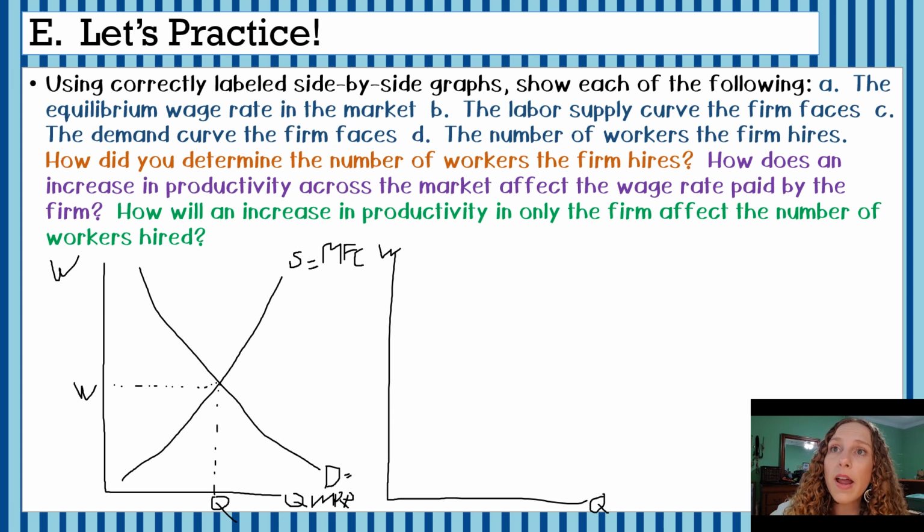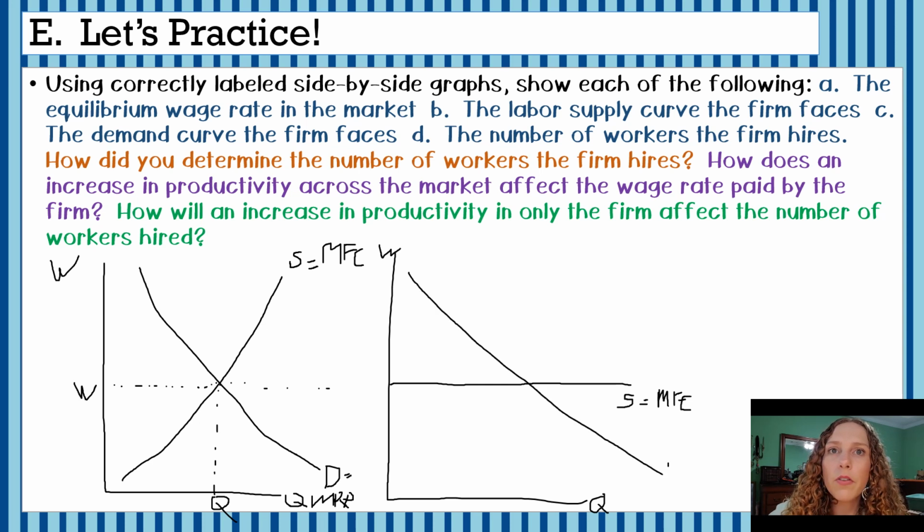So what we're going to do now for the firm is take this wage rate, just like we did in perfectly competitive product markets. We're going to pull that straight across, and I'm going to have a perfectly elastic curve here, but instead of this being demand, this is going to be supply. This is my marginal factor cost for the firm. Okay, then I'm going to have a downward sloping demand curve for the firm. And again, that's represented by the marginal revenue product.